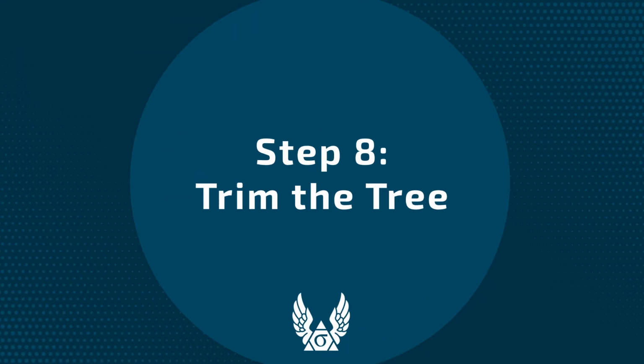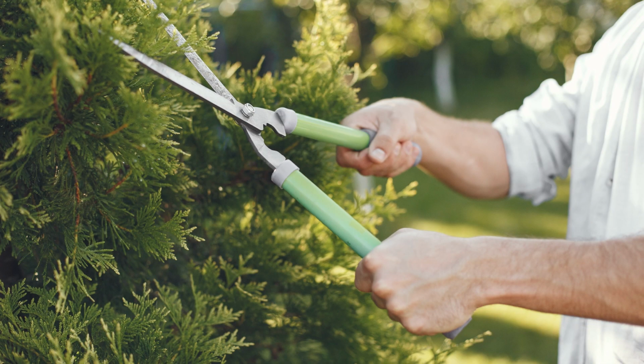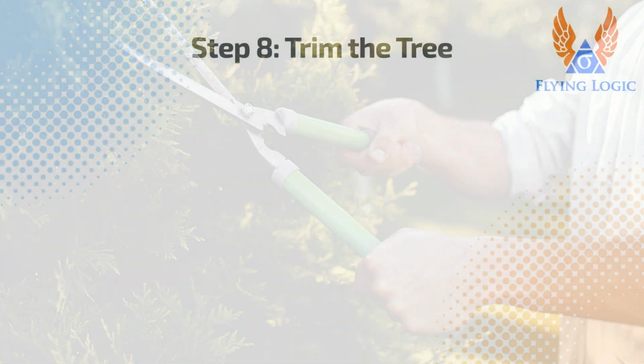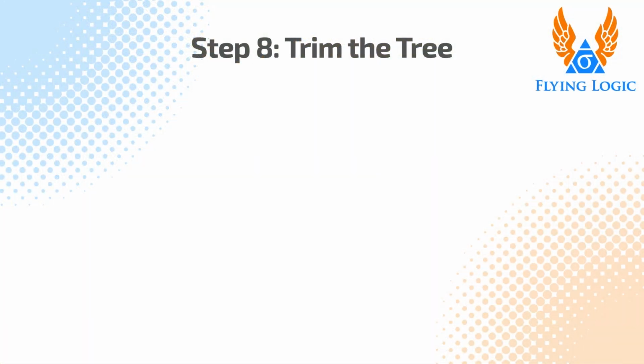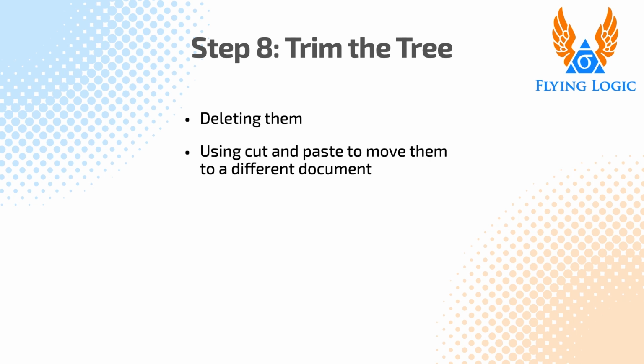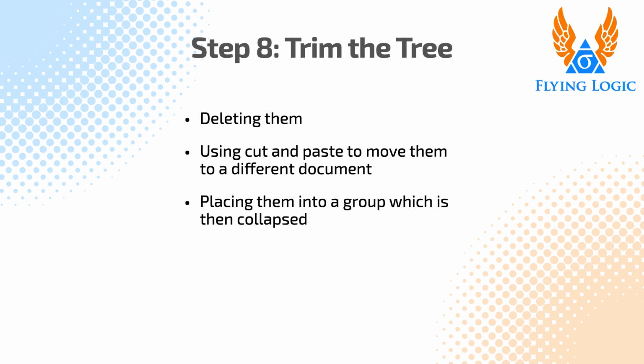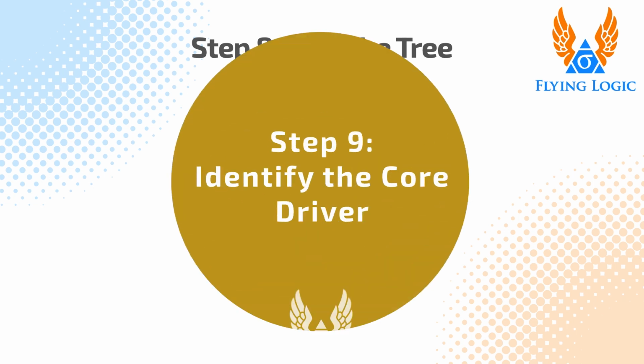Step 8. Trim the tree. At times you may discover that parts of the tree you have built have little or no connection, as successors or as predecessors, to the undesirable effects you care about. To keep the tree manageable, you should remove these clusters from view, either by deleting them, using cut and paste to move them to a different document, or placing them in a group which is then collapsed.